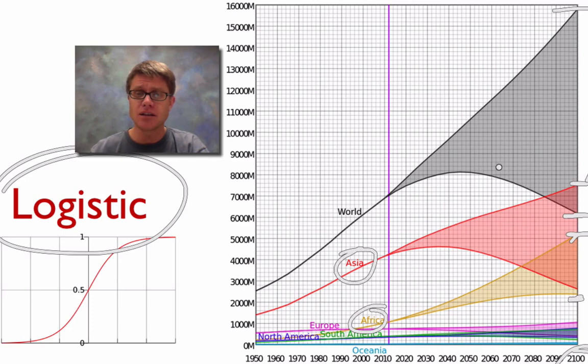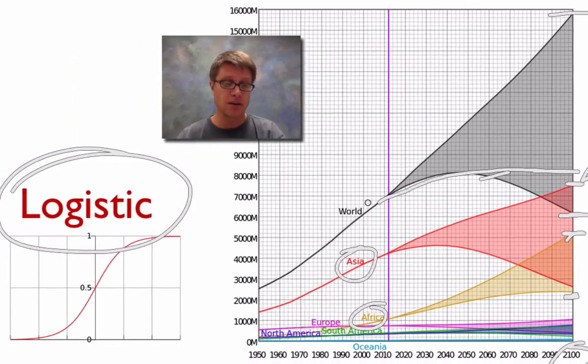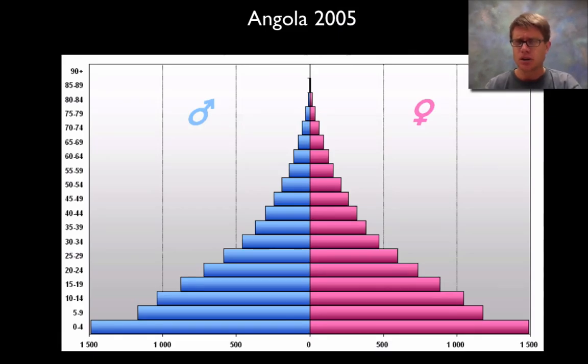So in the United States, if we didn't count immigration, we would actually be at logistic growth. We're actually leveling off in the US right now. And so that graph doesn't tell us everything. If you really want to know the answer, you have to look at what's called an age structure diagram.